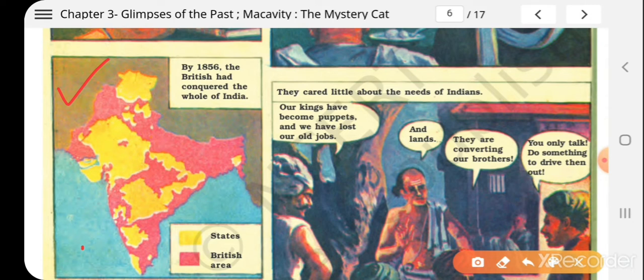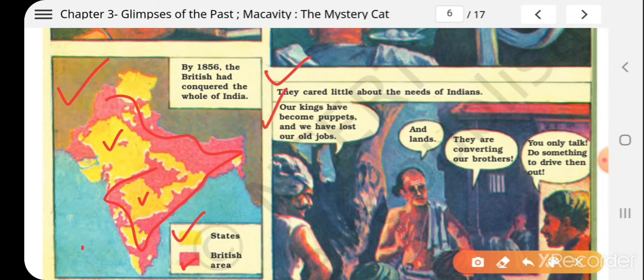अब वो पूरा का पूरा मतलब जो देश था उस पर कब्जा कर चुके थे. You can see here yellow colored हमारे जो Indian states थे and pink color British area. सारा का सारा area उन्होंने अपने अंडर कर लिया था. Okay, so here in the scene you can see that some Indians are discussing something.